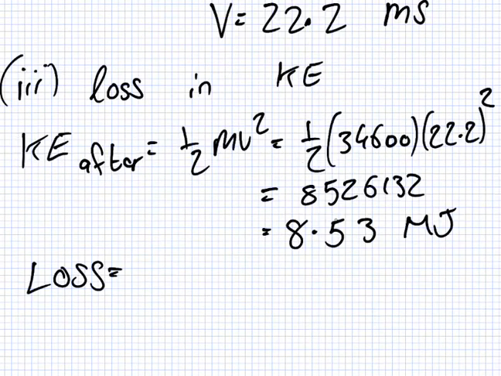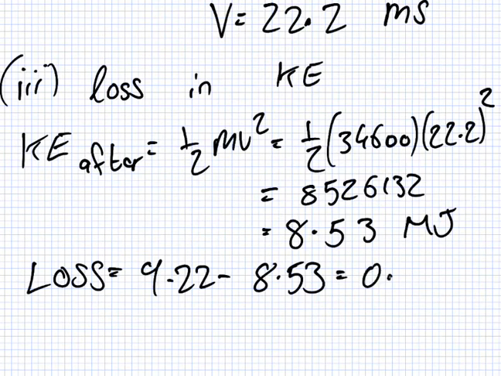So the loss would be 9.22 before minus 8.53 after. That's 0.69. So 0.69 megajoules was how much energy was lost. It's nearly a million joules, yeah.